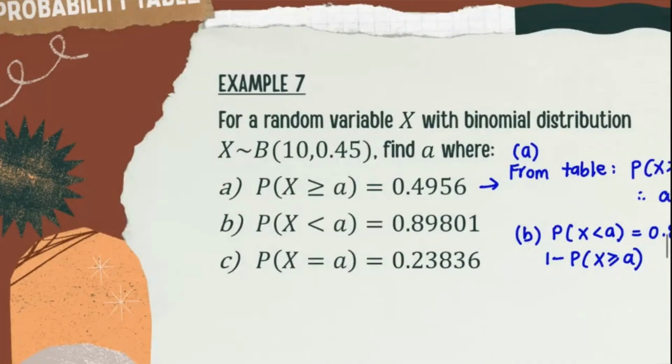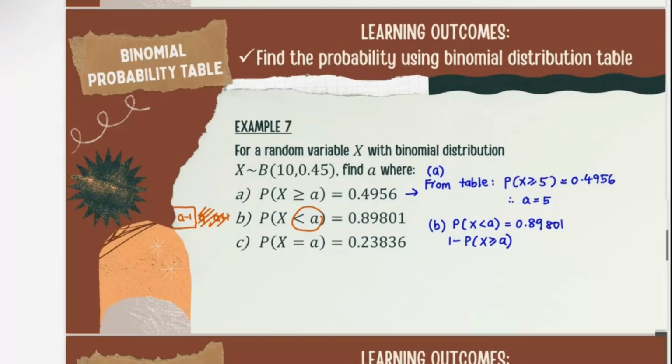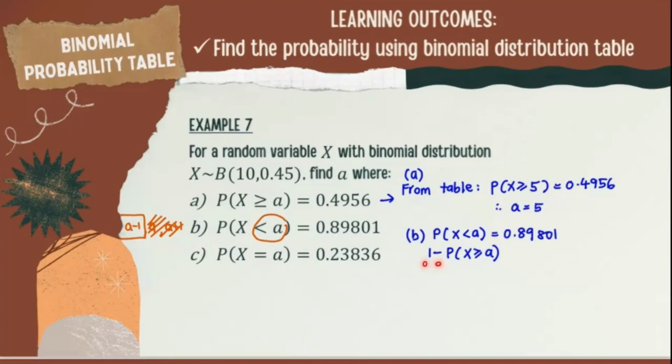Kita ada A, nombor sebelum dia kita ada A minus 1 dan nombor selepas dia adalah A plus 1. So bila dia kata less than A, maksudnya kita tak nak A kan, yang termasuk adalah A minus 1 sahaja. So kita akan tolakkan dengan 1 minus A dan ke atas lah. So that's why kat sini dia akan jadi 1 minus P of X greater than or equals to A.